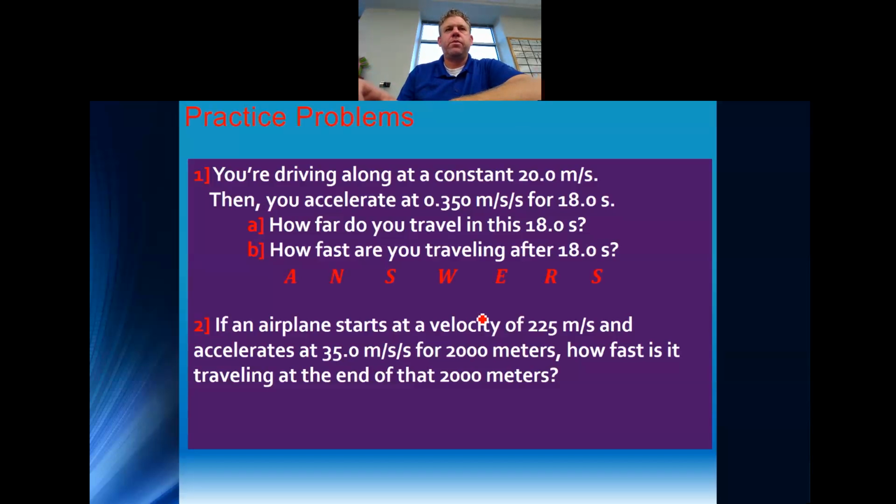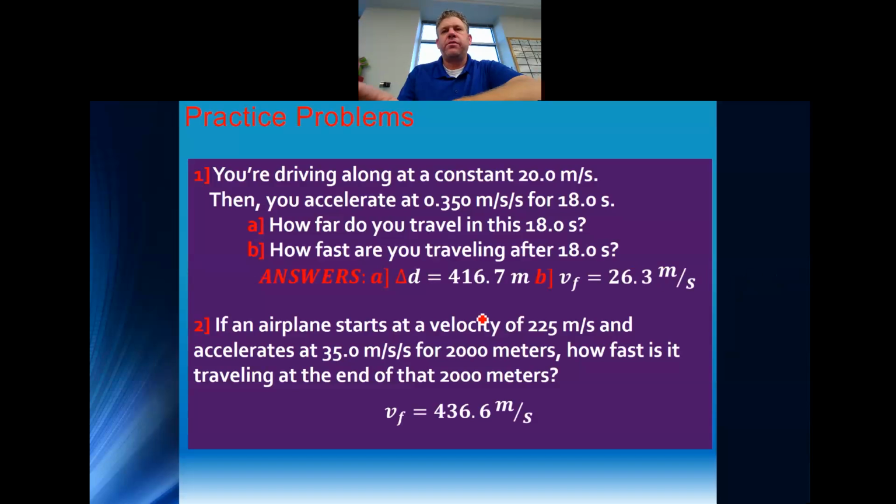All right, here we go. Number 1, okay? There are some answers for you just to see if you did them right, so check them out quick. The first one, the distance is about 417 meters. The final velocity is about 26.3. For the bottom one, our final velocity is about 437 there, okay?